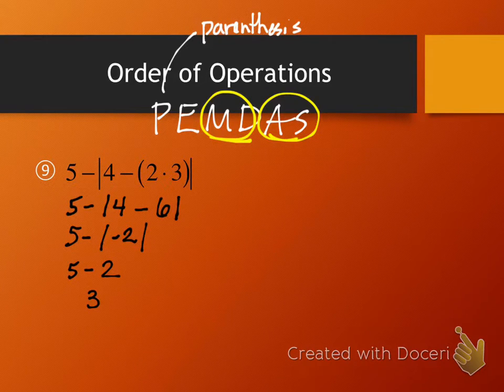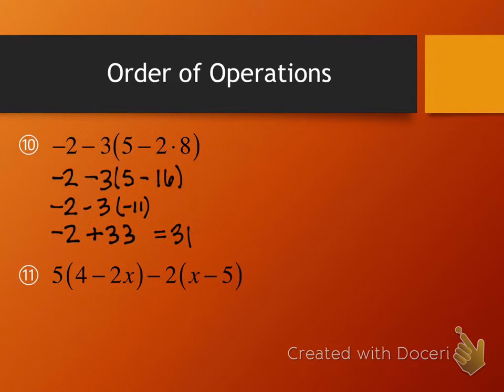I talked about the fact that the M and the D for multiplication and division does not mean you have to multiply before you divide. It actually means you can multiply or divide. It doesn't matter, you're just moving left to right. Same thing for the addition and subtraction. And we're on number 11.